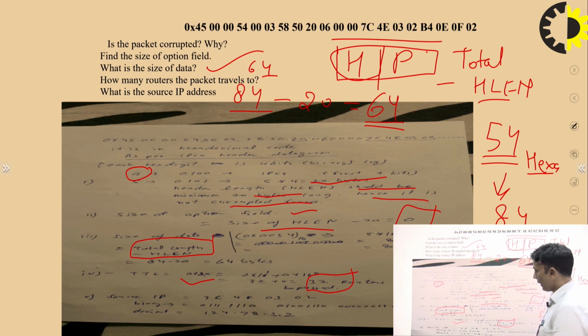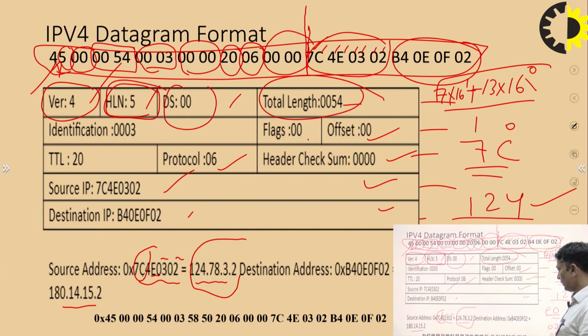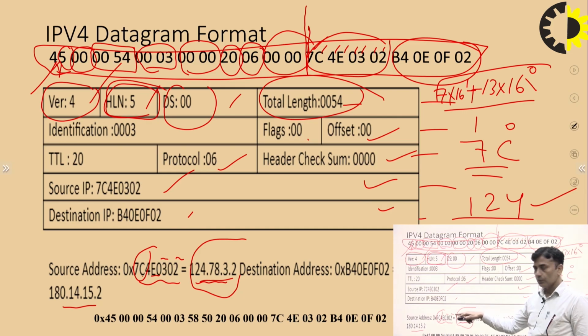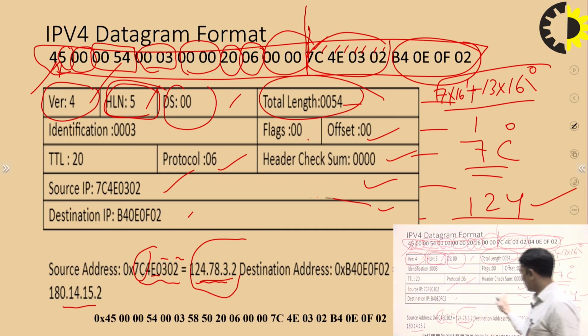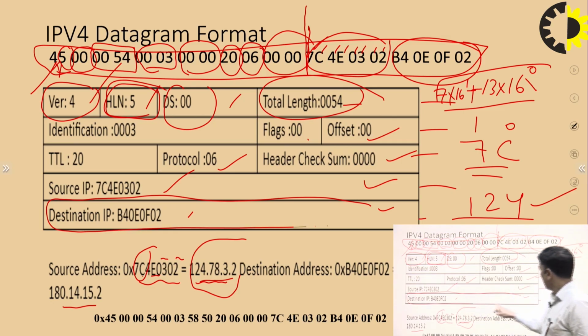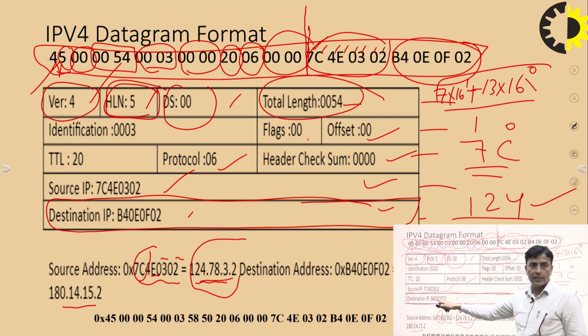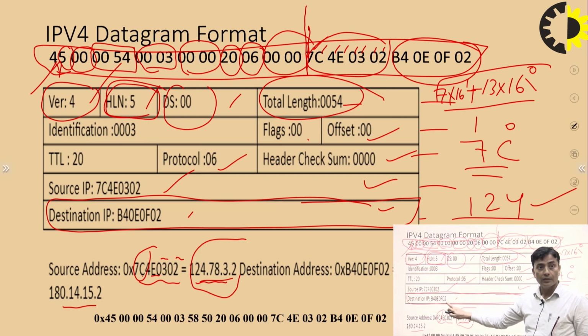What is the source IP? I have already told you the source IP. It is 124.78.3.2. Similarly, what is the destination IP? 180.14.15.2. The fifth row gives the destination IP. How many symbols are there? 8 symbols, each of 4 bits, because these are hexadecimal symbols. So 4 into 8, 32 bits long. Similarly, this is also 32 bits long.